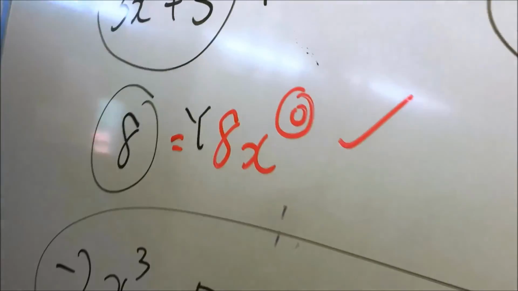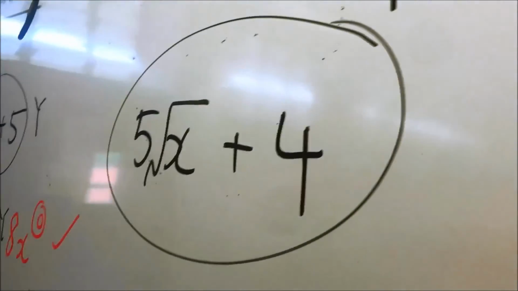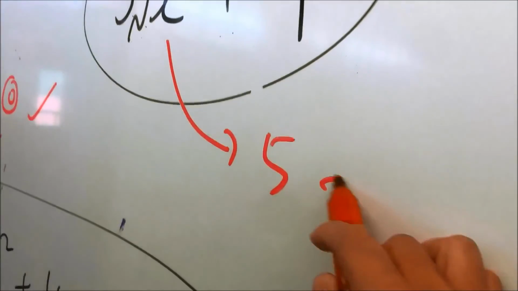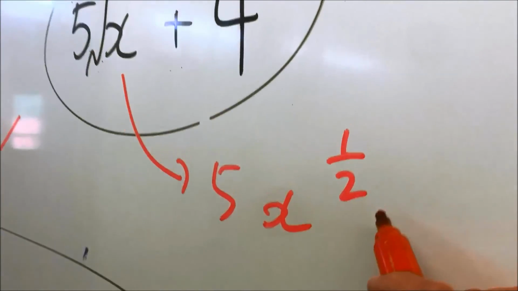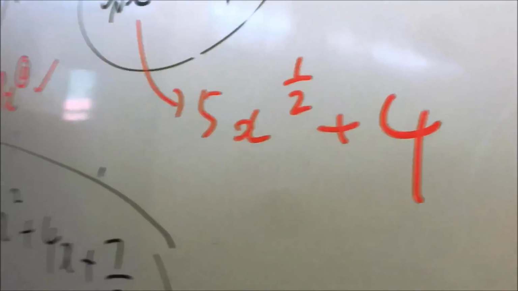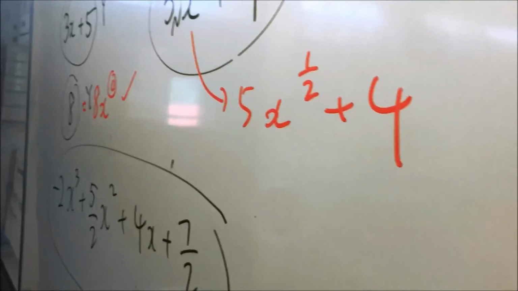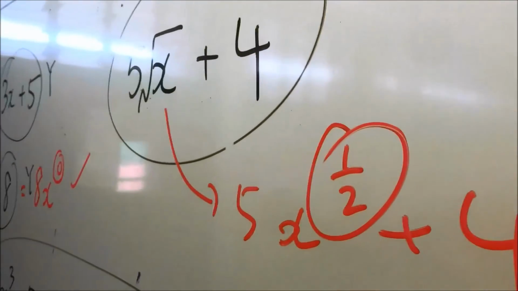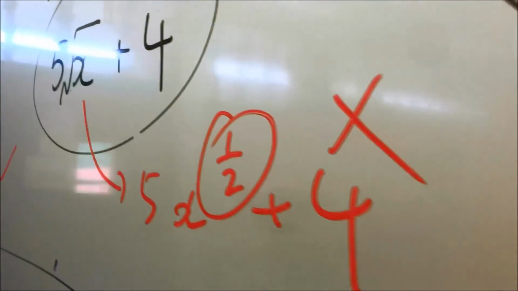So this is a polynomial. Over here, this is 5 square root x plus 4. This is the same as 5x to the power of half and then plus 4. Over here, if you take a look at the power, in this case, this is 5x to the power of half. That's why this is not a polynomial.